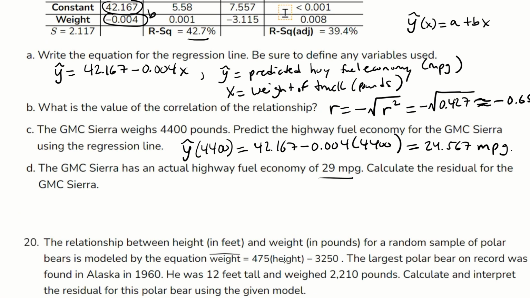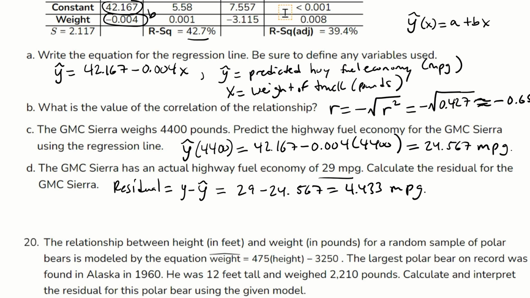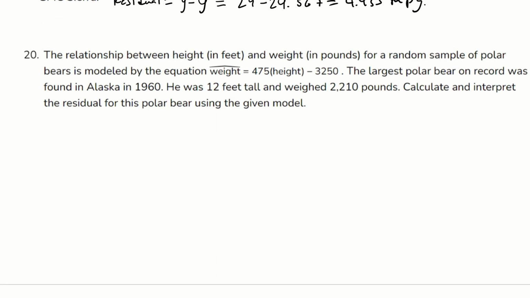So it was actually 29. Remember, the residual is equal to y minus y hat. The actual is 29, but the predicted was 24.567. So we have a positive residual, which means we underpredicted, which means the actual value is over what we predicted. If I subtract those, I get 4.433 miles per gallon. All right, so there you go. That's number 19, so we'll go to number 20.